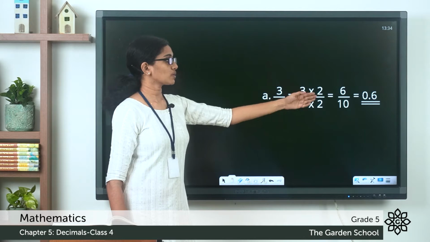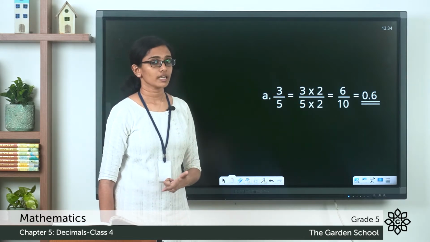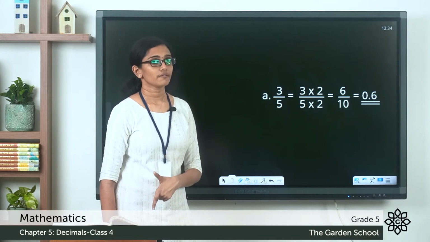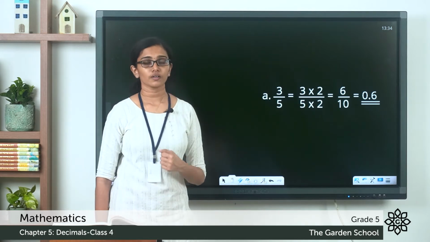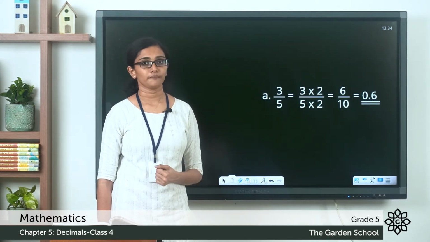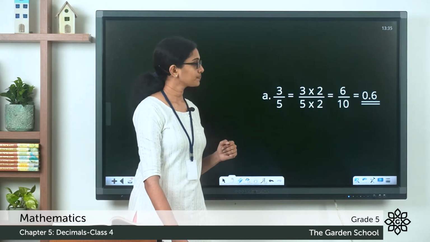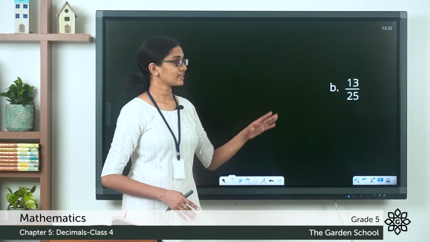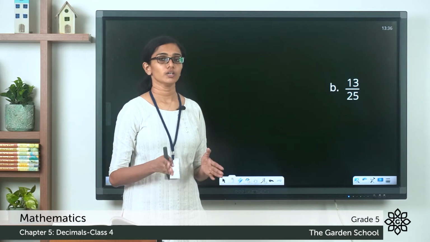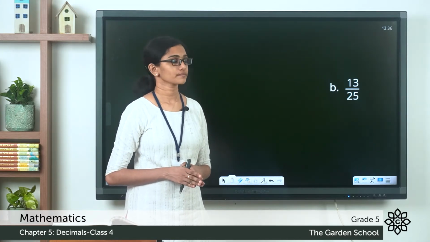First we converted that to an equivalent fraction with denominator changed to a multiple of 10, and then we found out the equivalent decimal numeral. Hope this is clear to you. Now let's see one more example. You have to convert the fraction 13 by 25 into a decimal numeral.